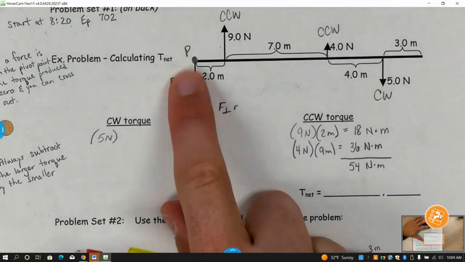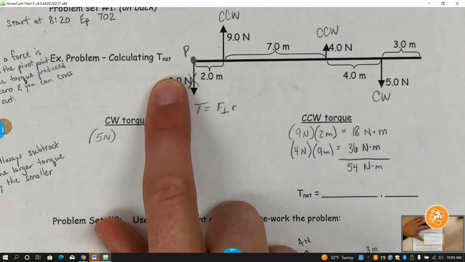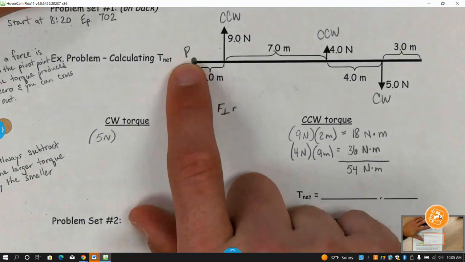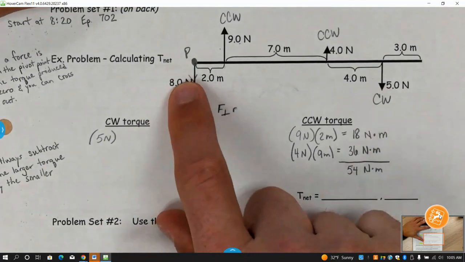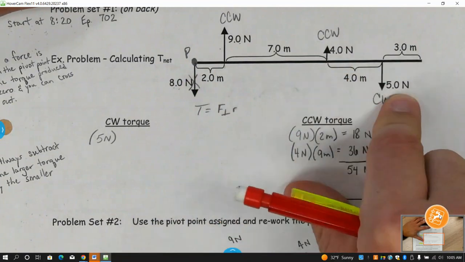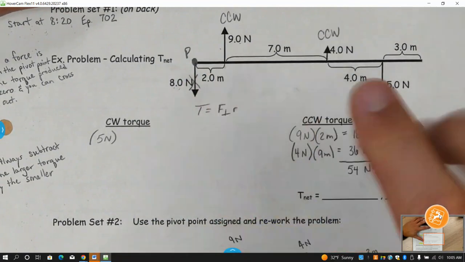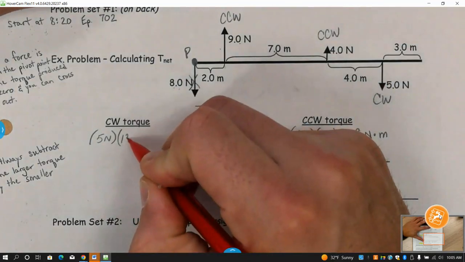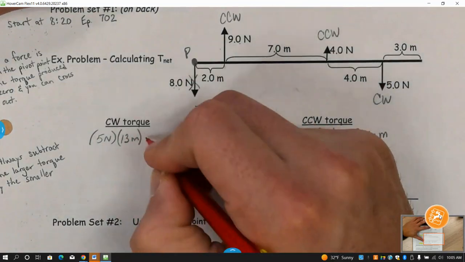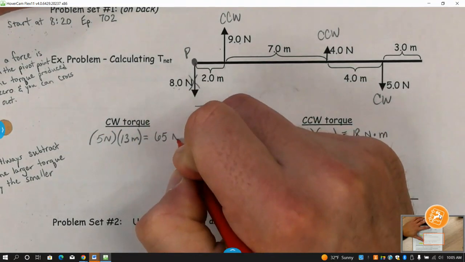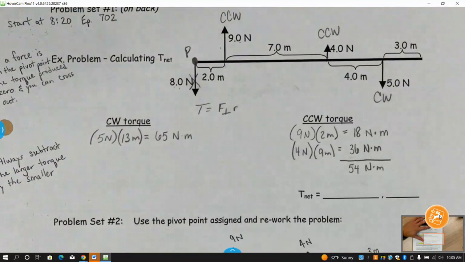All right, so let's do this. Plus 4 plus 2. Or would you do the 3? You're right. So if you put your finger at P to go where the 5 is, you are 2 meters plus 7 plus 4. So you are a total of 13, right? Because 2 plus 7 is 9. 9 plus 4 is 13. So you are 13 meters away. And 5 times 13 is 65 Newton meters.